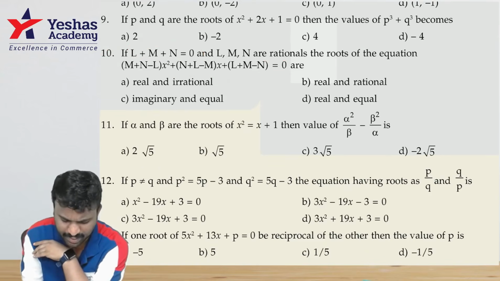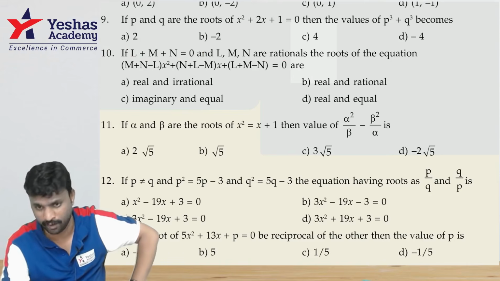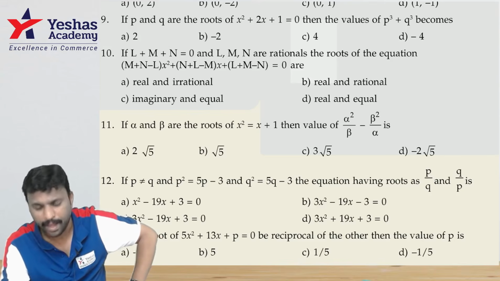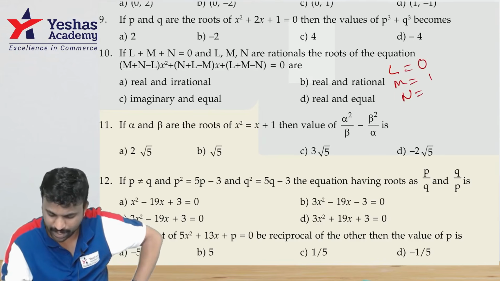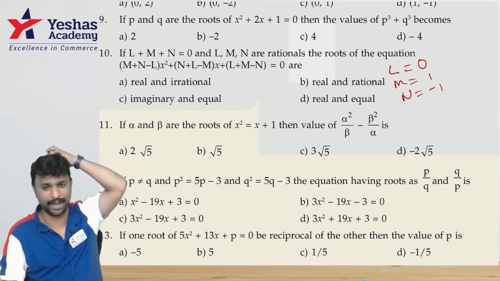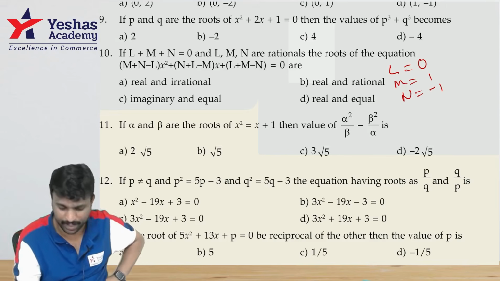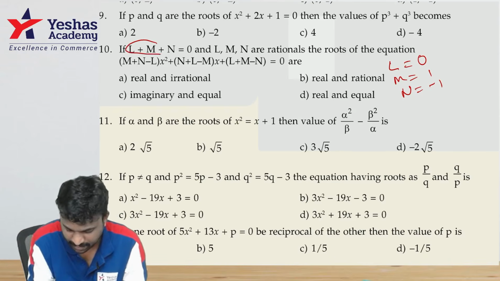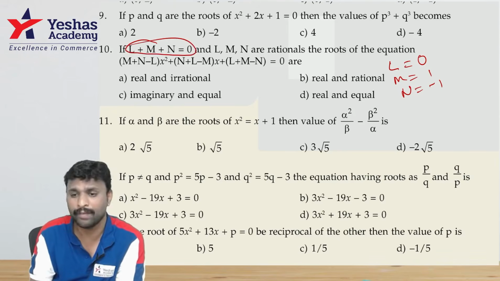Yes, rather than keeping it in terms of L, M, N, we basically substitute values for L, M and N. So what shall we plug in? We'll plug in L as 0, M as 1 and N as minus 1. Yes, you can take 1, 1, minus 2 also, since the sum is 0, or 0, 1, minus 1 also. It's your wish. Make sure the sum of these three is equal to 0. Have you understood?